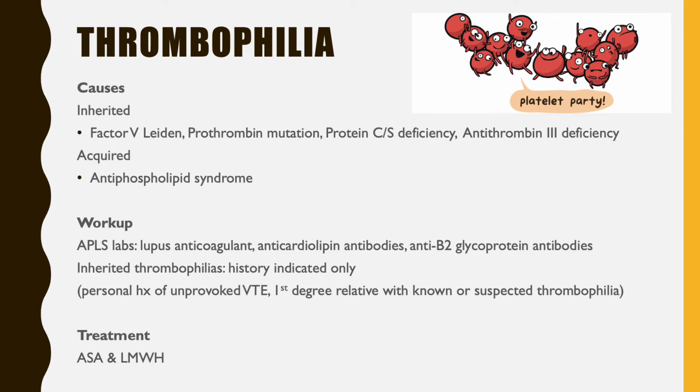Thrombophilia is another cause of recurrent pregnancy loss. There are inherited and acquired types of thrombophilias. The inherited causes are listed here. However, a workup for the inherited thrombophilias should not be a standard part of your recurrent pregnancy loss workup. Your workup for thrombophilia for recurrent pregnancy loss should only include a workup of Anti-Phospholipid Syndrome.